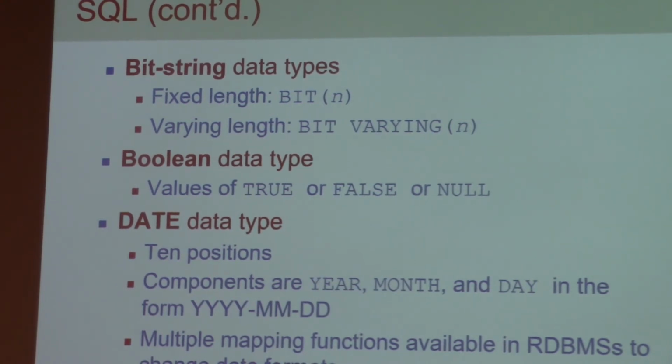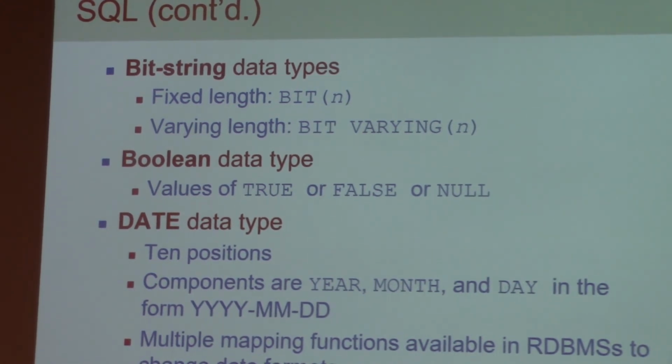This one, no. We do not have the null. It's only either true or false. But in Boolean on database SQL, it has the null. So null is another type of Boolean. And the date.